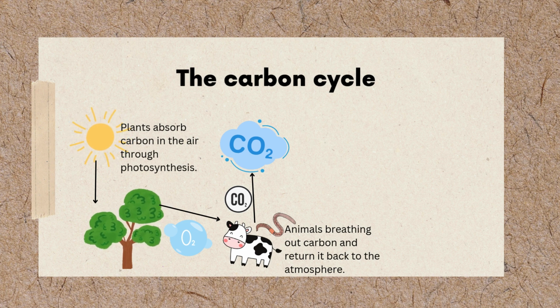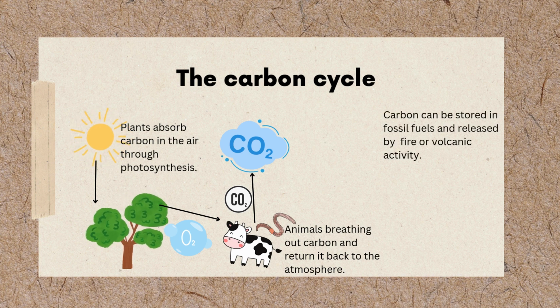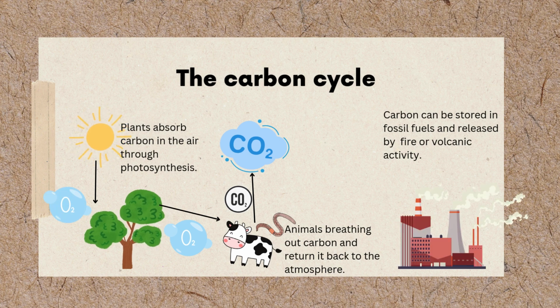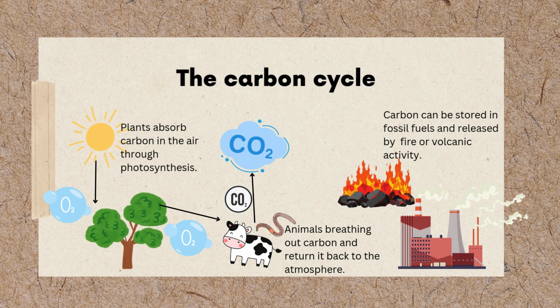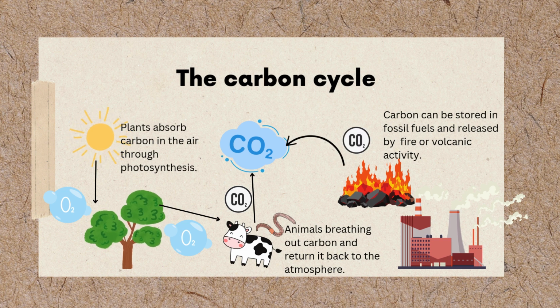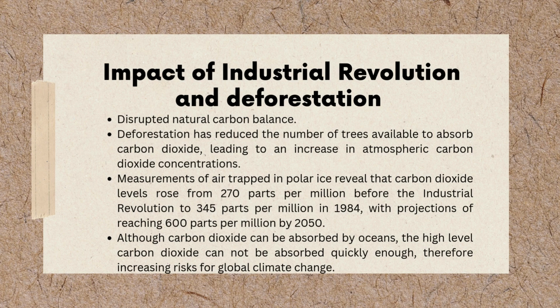While this cycle operates rapidly, some carbon can be stored for millions of years in fossil fuels like coal and oil, formed from the remains of ancient organisms. Natural processes such as erosion, volcanic activity, and fires can release stored carbon back into the atmosphere. The burning of fossil fuels since the Industrial Revolution and deforestation have disrupted the natural carbon balance.